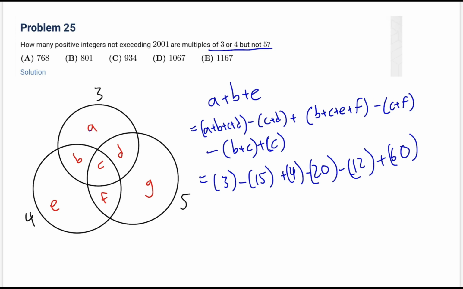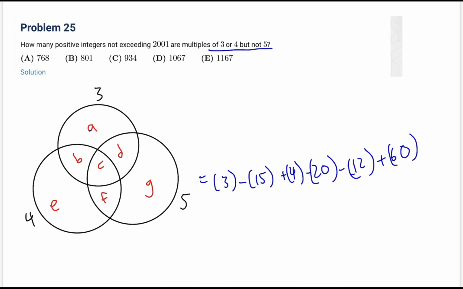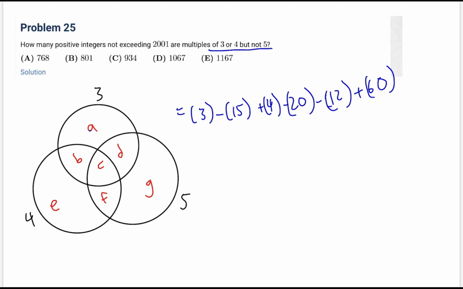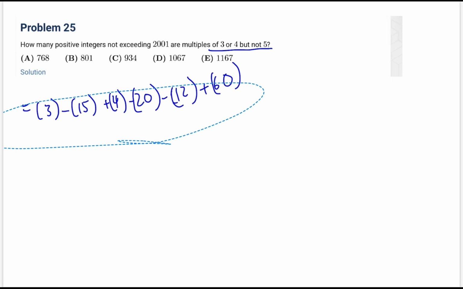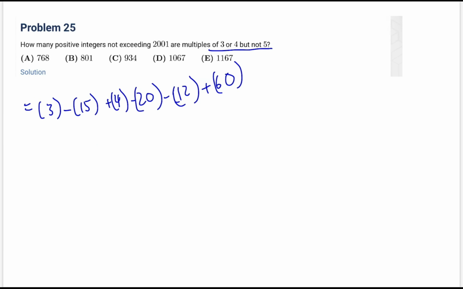Okay, so let's erase this, and then let's put this up here. And we don't need this too. Multiples of 3, 4, but not 5. So they can't exceed 2001, right? So multiples of 3, 2001 divided by 3 is 667. So this much is 667, and then minus 15. Yeah, we have to do 2001 divided by 15.